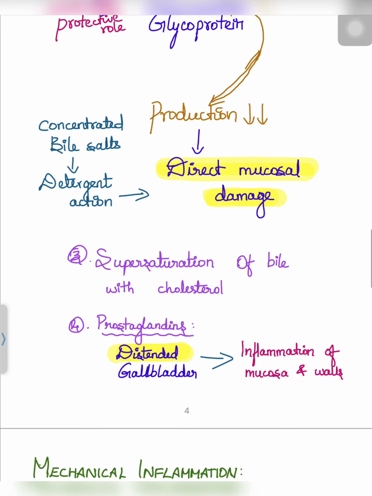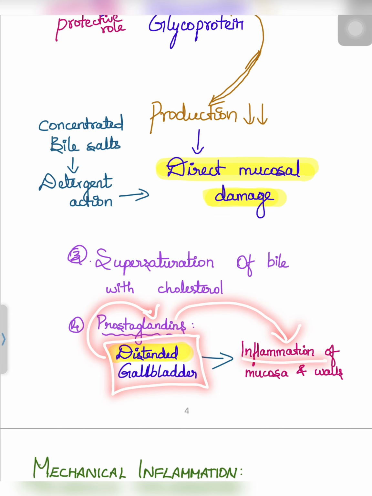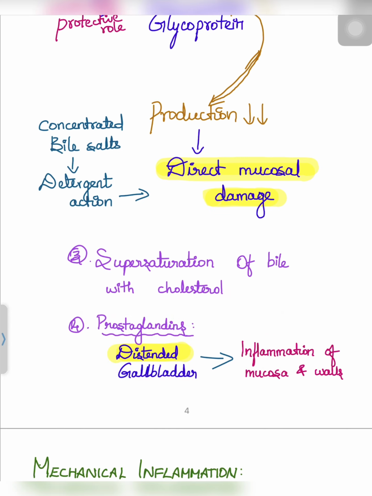The next possibility is supersaturation of bile with cholesterol. Then prostaglandins. The gallbladder gets distended time by time, and this distended gallbladder secretes a compound called prostaglandin. This prostaglandin has inflammatory property. Okay, so that's it. These are some possibilities for chemical inflammation.